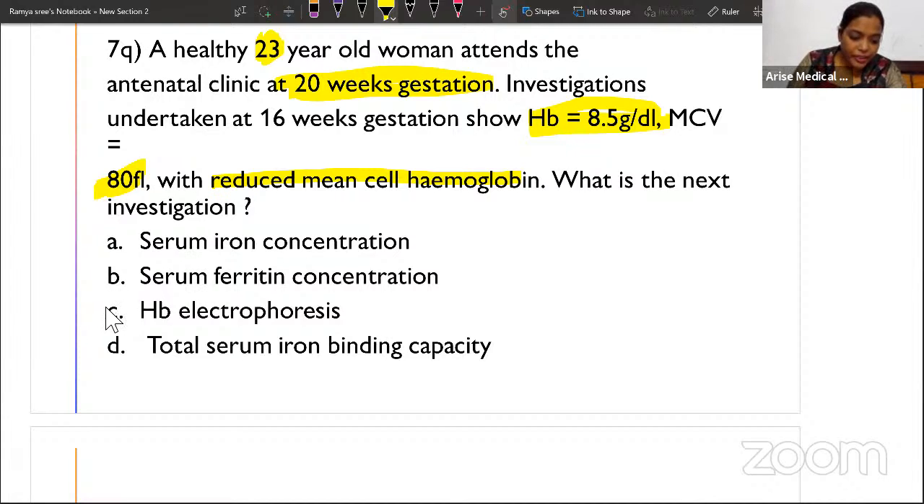Okay, I have B as the answer. Very good, excellent. So whenever you have, see what MCV is showing, she is definitely anemic. And MCV is showing 80 femtoliters. 80 femtoliters means microcytic.